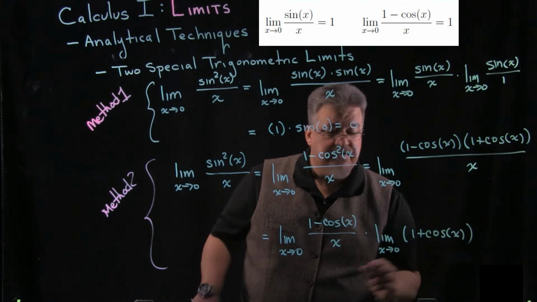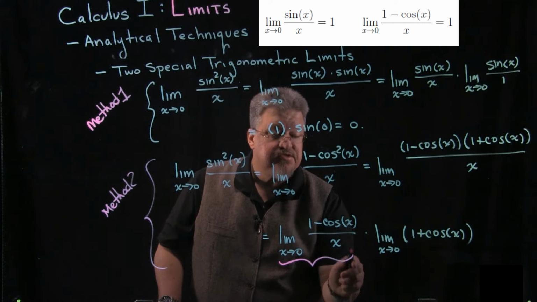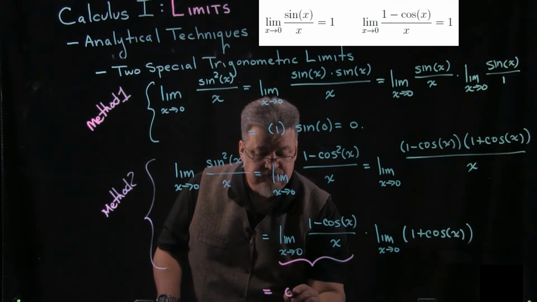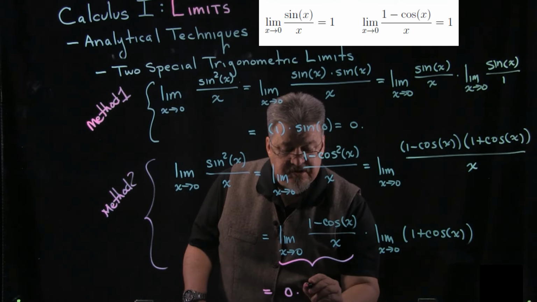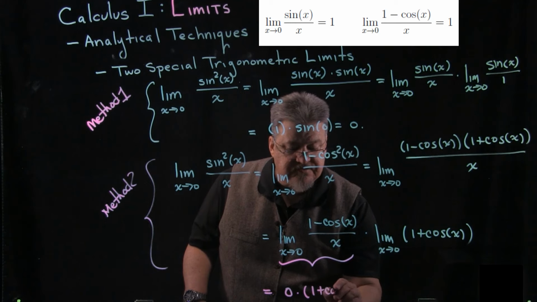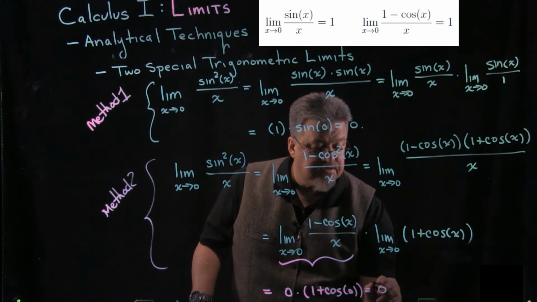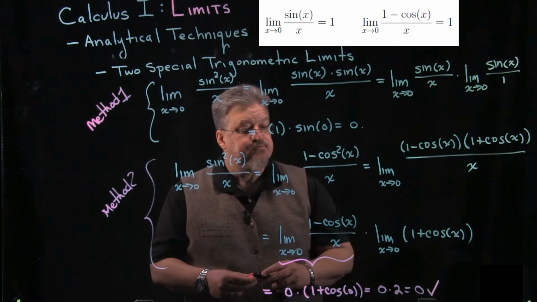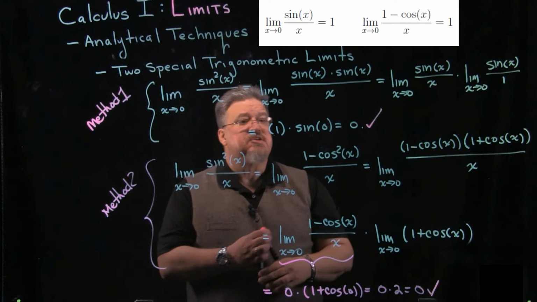All right, now this limit, the first limit, is equal to 0 from here. The second limit can be achieved by functional evaluation. This is just 1 plus the cosine of 0, and the cosine of 0 is 1, so this is 0 times 2, which is 0, which is the same answer that we obtained in the first case. Two different ways to do the same problem.